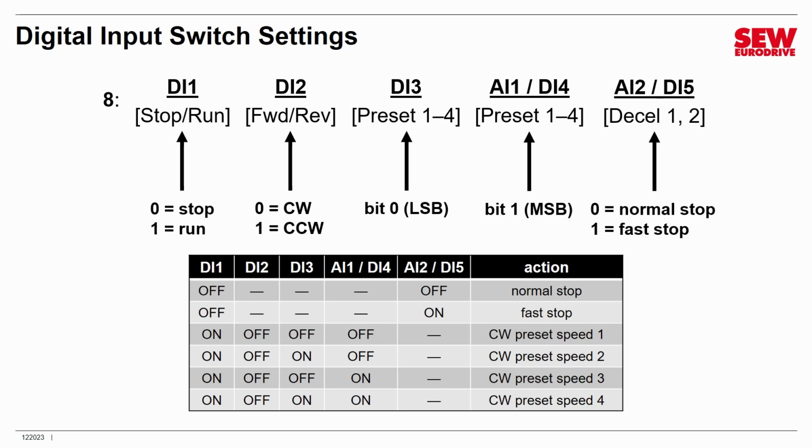Now to run counterclockwise, you just have to change one thing. Digital input 2 goes from off to on. Everything else is exactly the same. So these are the patterns that we need. All right, so let's dive into LT Shell, get our VFD configured, and then we'll test things out.